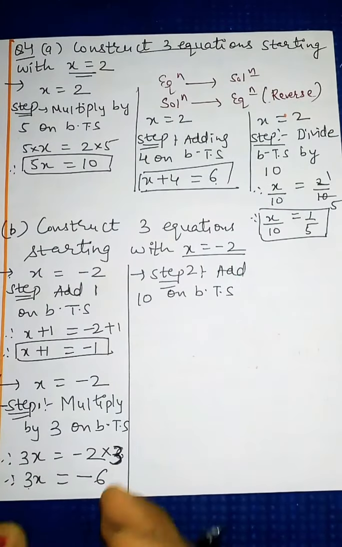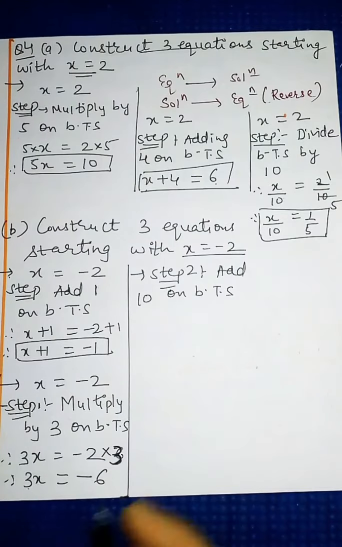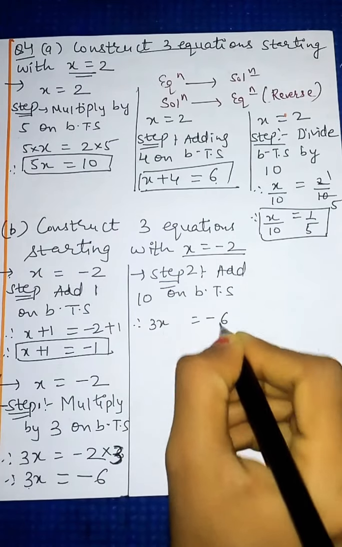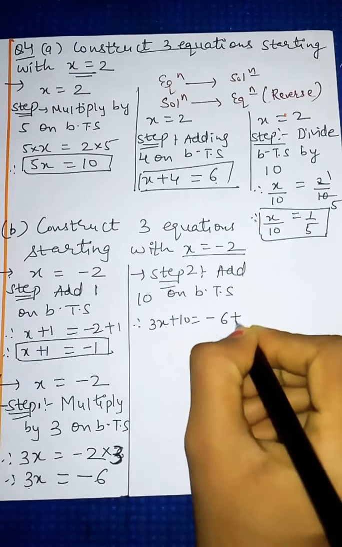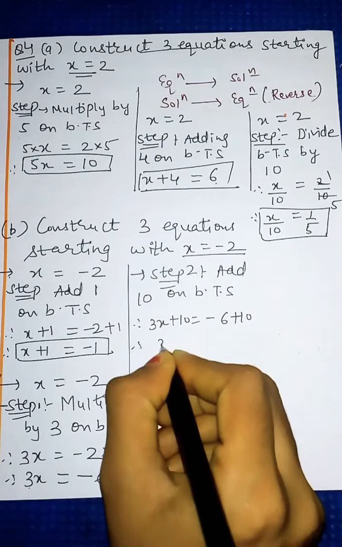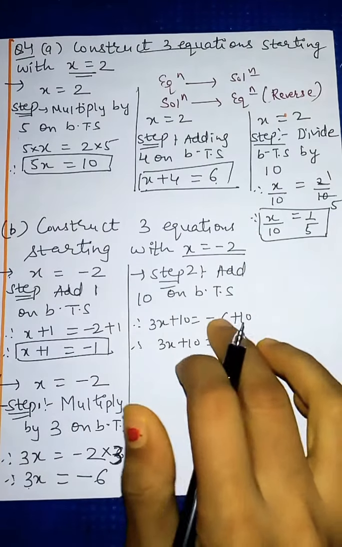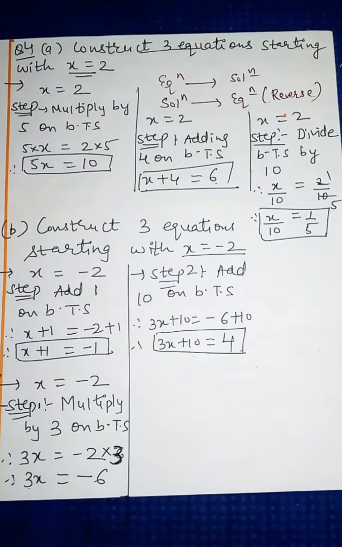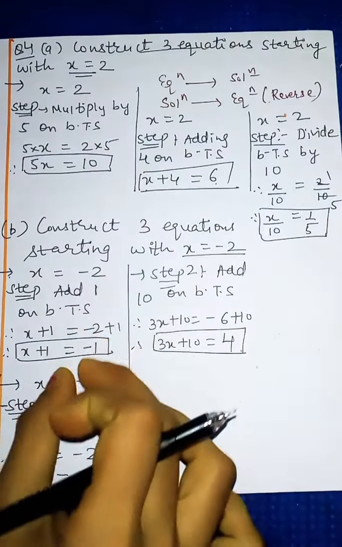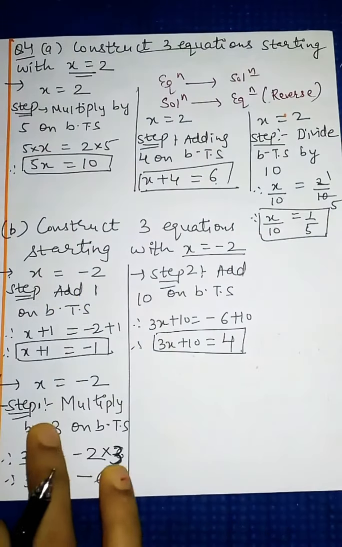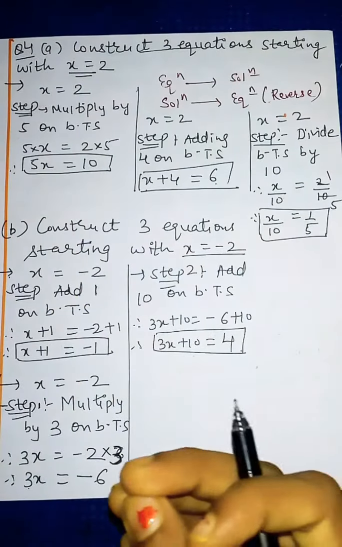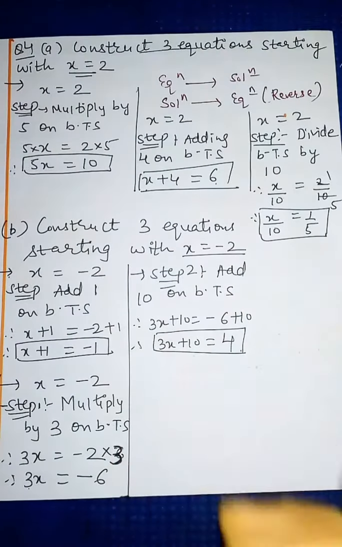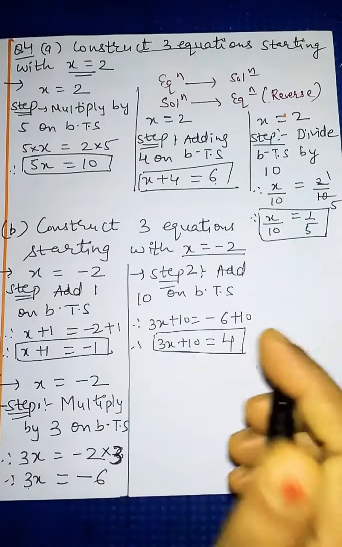So here 3x was there and here -6 was there, so plus 10 here also and plus 10 here also. This side no change, 3x plus 10, and this side -6 plus 10 will give you 4. So this is what you are getting as our second equation. This was the first, where I have done only one step, and here I have done 2 steps. So it depends on you. If you want to continue with some third step, like divide by 5, you can do it. So this is our equation.